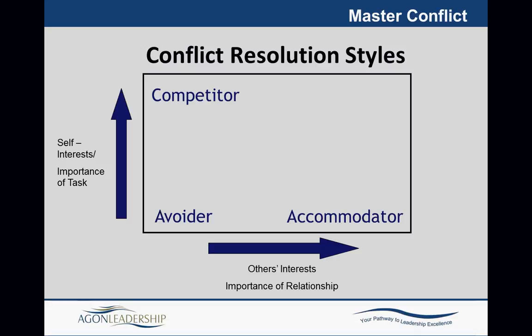Now we're going to look at an option in the middle of the chart. This is called the compromiser. The compromiser says, I care about meeting the criteria that I've been charged with, that task. I care about having a reputation of getting the work done, but I also care about the other people. I really want to be friends. I do want to socialize with them tonight as planned.